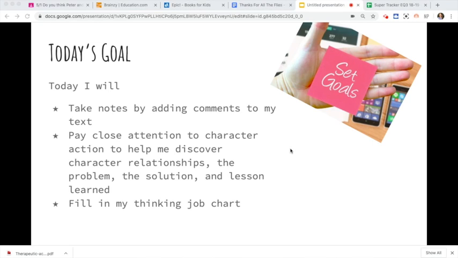First, we're going to start by going over some goals. Today's goals for you guys are to take notes by adding comments to your text, pay close attention to character action to help you discover character relationships, the problem, the solution, and lesson learned, as well as fill in your thinking job chart. Now, we have been getting lots and lots of practice with each and every one of these things, and I am confident that you can apply these to today's text.